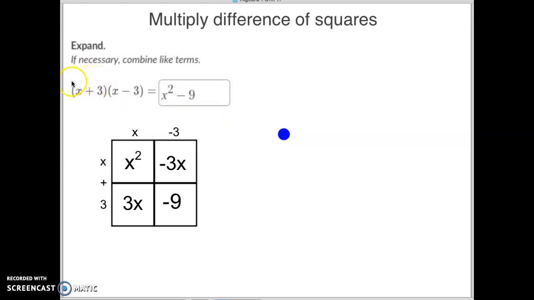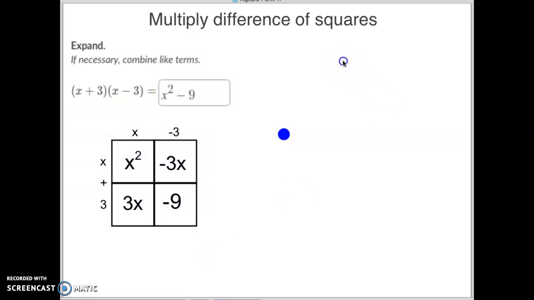I want you to notice when this term and this term are the same, and this term and this term are the same, with the only exception being one's a subtraction sign and one's a plus sign, the middle term gets eliminated. Okay, and then it's just simply x times x is x squared, and 3 times 3 is 9, and the positive times the negative is a negative. Hey, if that's too confusing, keep using generic rectangles.